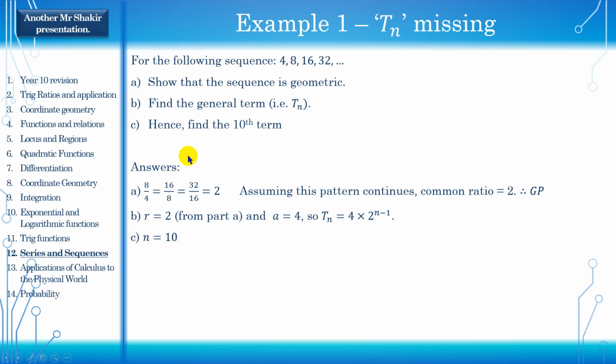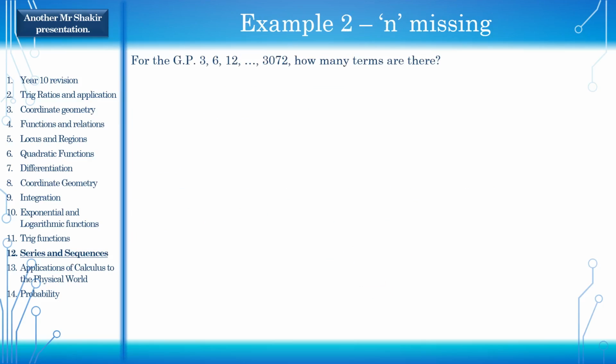Alright, so now find the 10th term. We know n has to equal 10. We're trying to find the 10th term. So T10 is equal to, we sub it in. We know n is 10. We sub the 10 in. Put in a calculator. Simplify. 2048 is the answer.